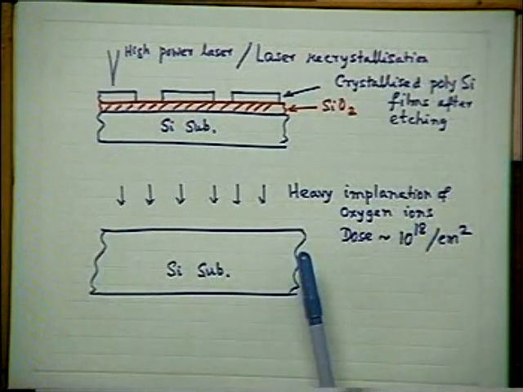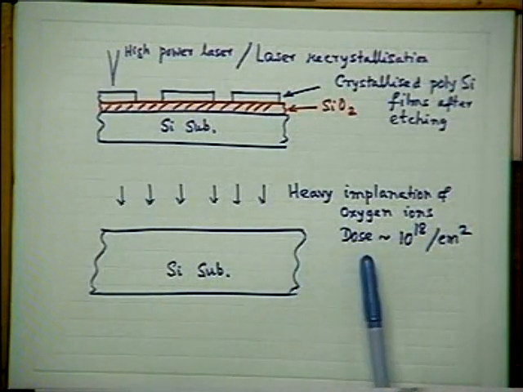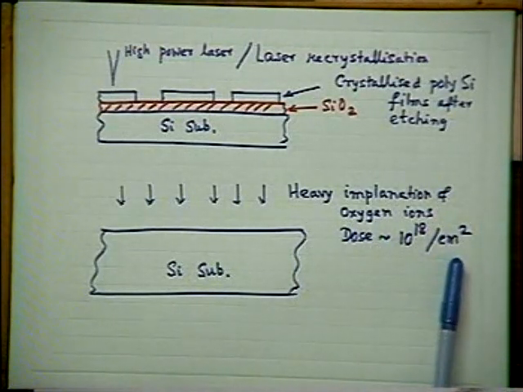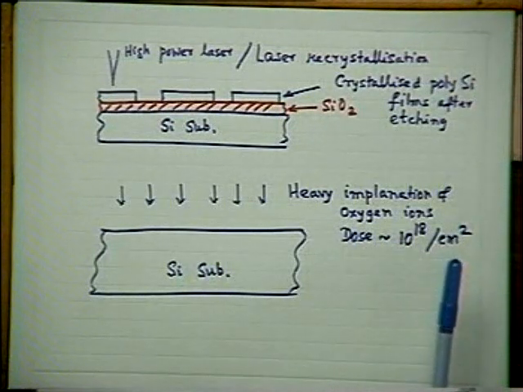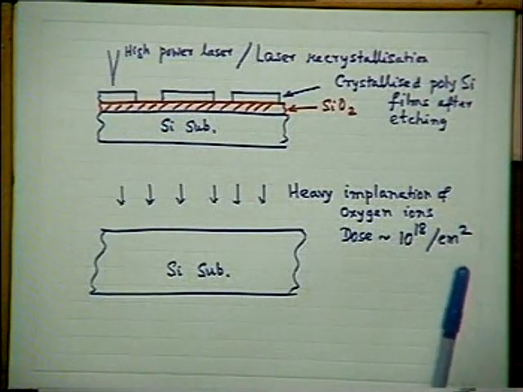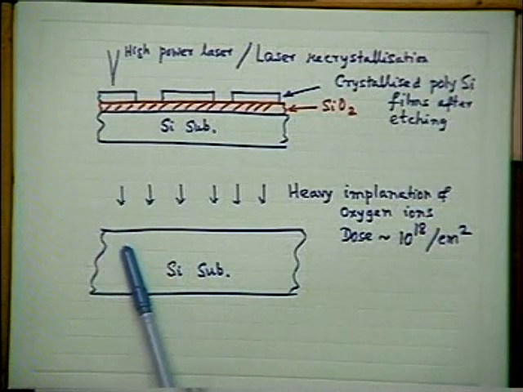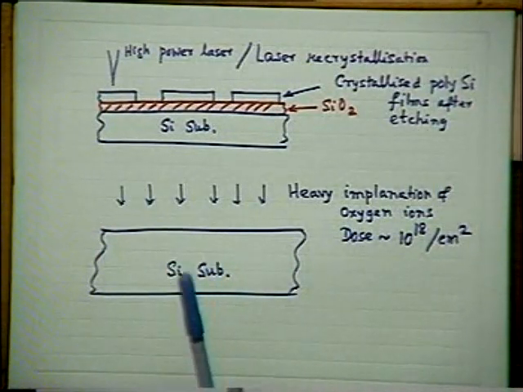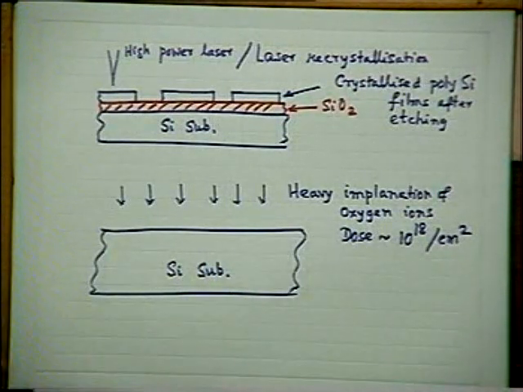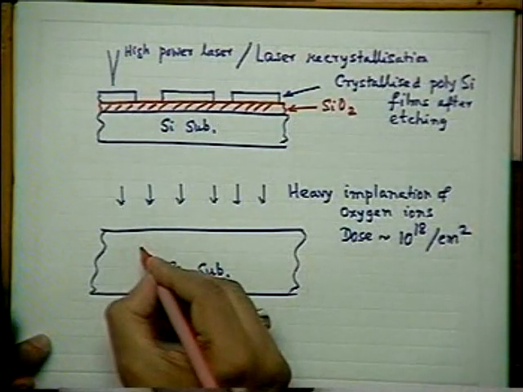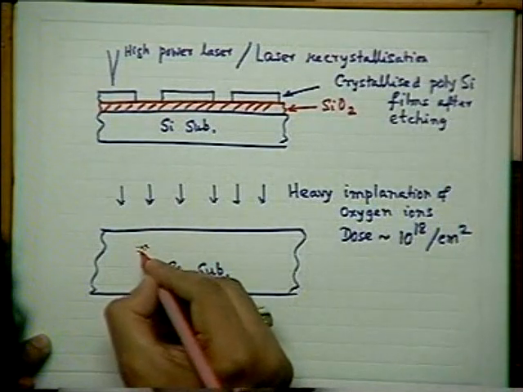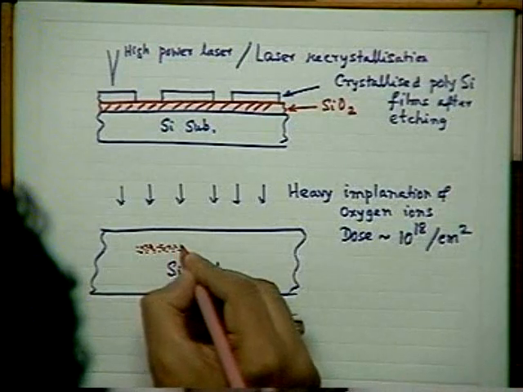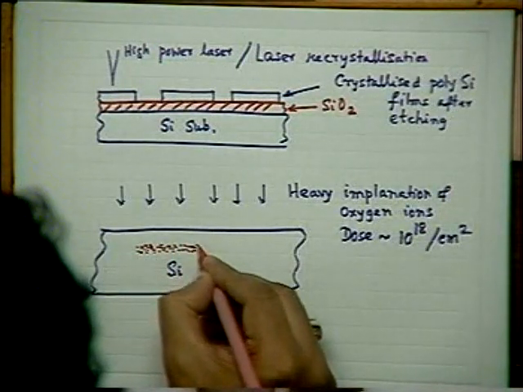So on the substrate, you implant oxygen ions at a very heavy dose, 10 to the power 18 ions per centimeter square, which is a very heavy dose of implant. Then what happens? Oxygen ions penetrate quite deeply into the substrate. At the end, it is found the oxygen ions are more or less distributed like this. There is a lot of concentration in this region, slightly deeper from the surface.